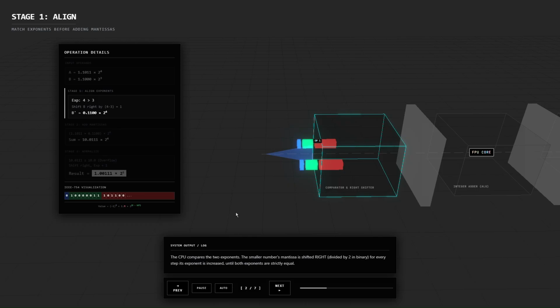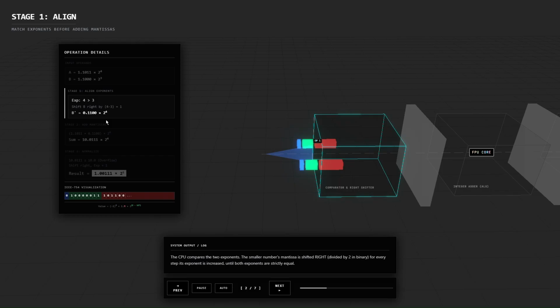Now here is the thing about floating point numbers. They are not stored the way integers are. Every floating point number has two parts: a mantissa, which holds the actual digits, and an exponent, which tells you the scale. Think of it like scientific notation. Here, 1.1011 times 2 raised to 4, and that is what your CPU sees.